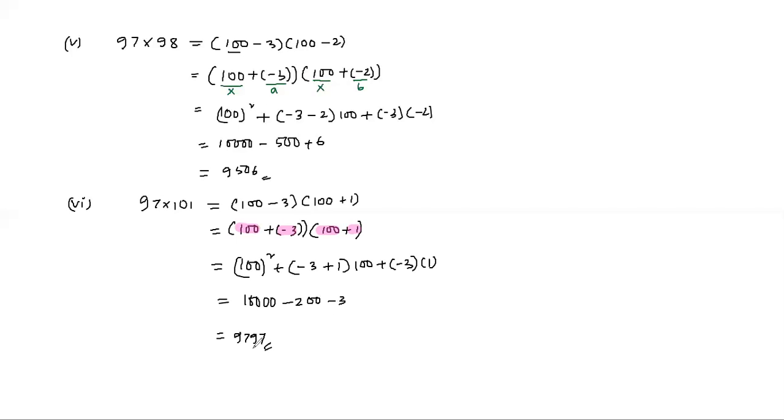See the calculation. If I did a mistake, I should not do the calculation mistake here. 9800 minus 3 will give you here 7, here 9. It is, yes, correct.